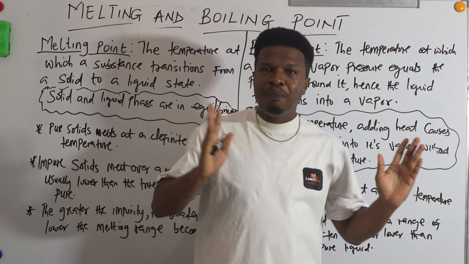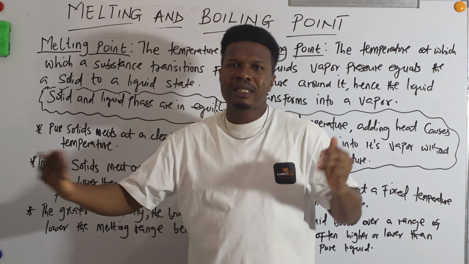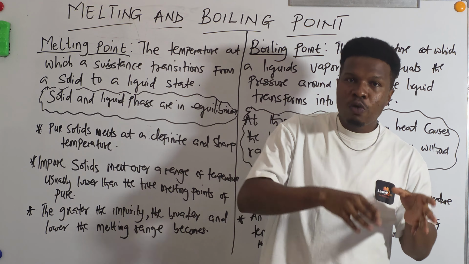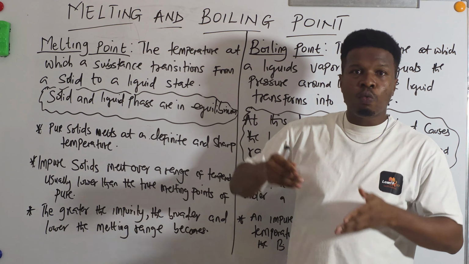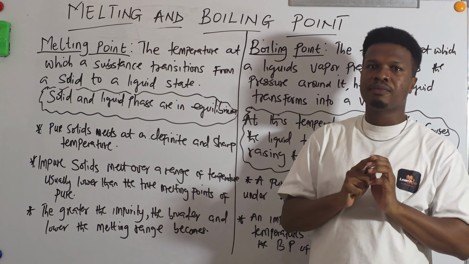So now, from these two definitions I gave you, you should be able to spot the difference between melting point and boiling point. You should be able to know that boiling point deals with what? Liquid transitioning to what? To gas. But melting point deals with what? With solid transitioning to what? To liquid. They are two different things altogether.